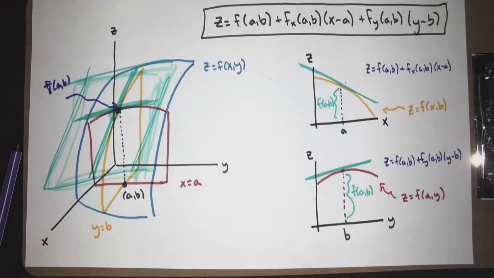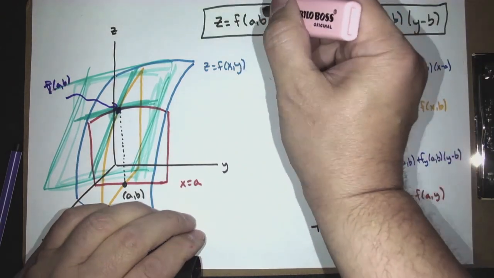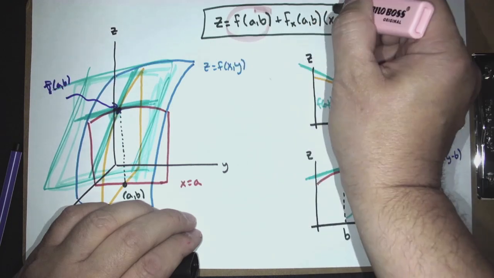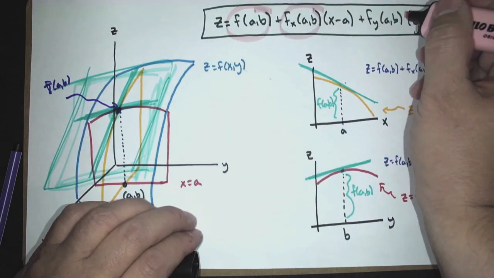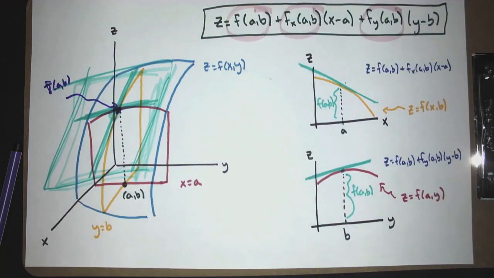Now, one quick note. If I look at these pieces right here, f of a, b, f sub x of a, b, f sub y of a, b, what do all of these terms have in common? They have a, b in common. Yes, that's true. What else can you say about these terms?